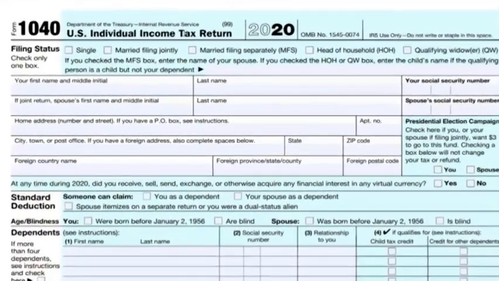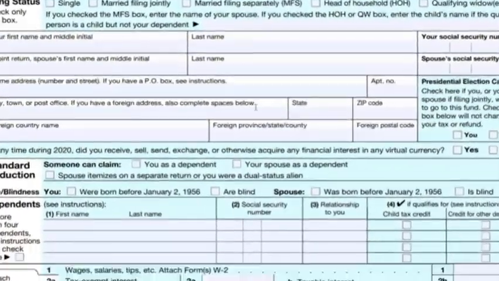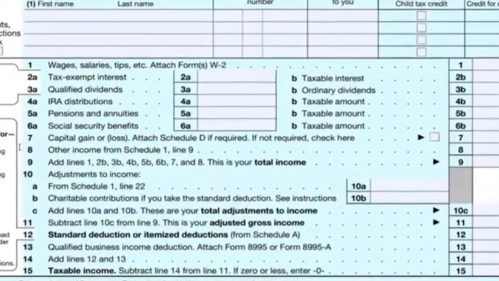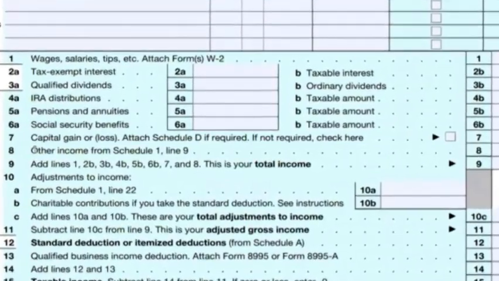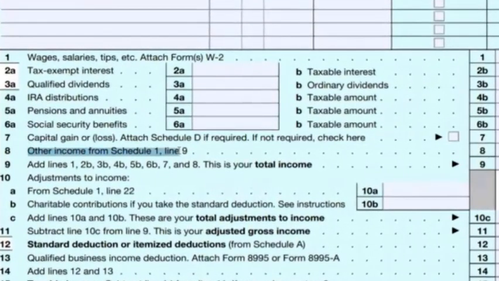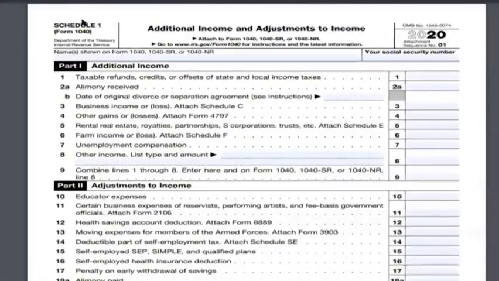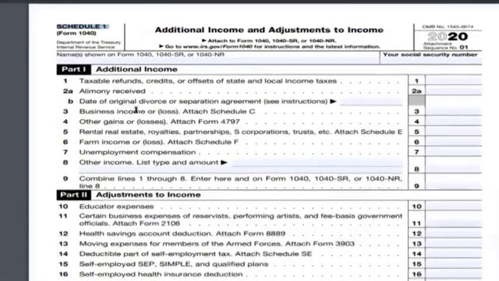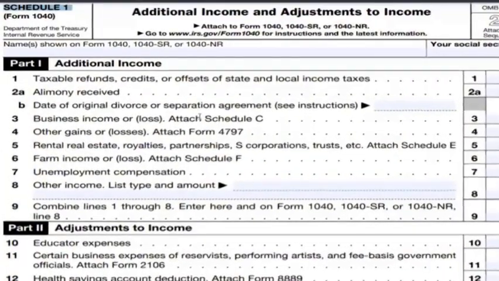Form 1040, US individual tax return 2020, line number 8, other income from Schedule 1. So we go to Schedule 1. Okay, that's great. Here is Schedule 1, right? Now Schedule 1.